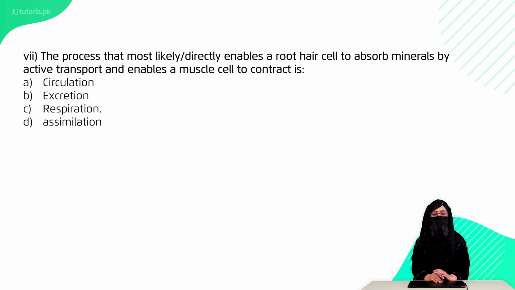Question 7 है the process that mostly likely and directly enables a root hair to absorb the minerals by active transport and enables a muscle cell to contract is option A, circulation. Option B, excretion. Option C, respiration. Option D, assimilation. The right option है option C, respiration.